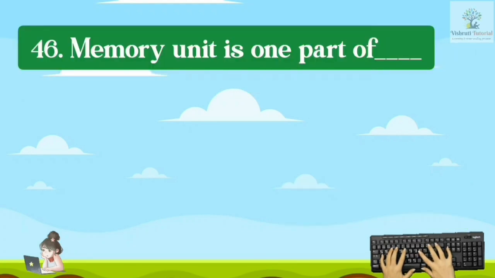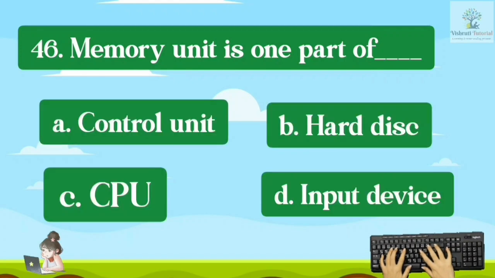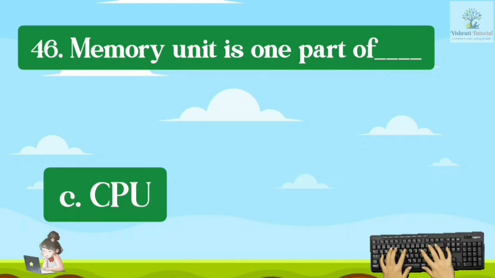Question number 46. Memory unit is one part of dash. Options: A. Control unit, B. Hard disk, C. CPU, D. Input device. And the correct answer is C, CPU. Memory unit is one part of central processing unit, that is CPU.